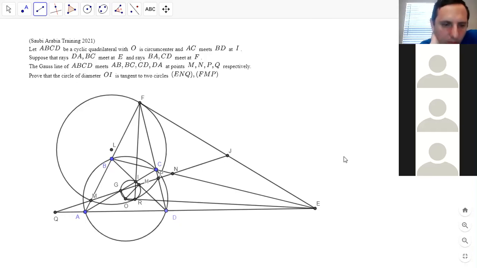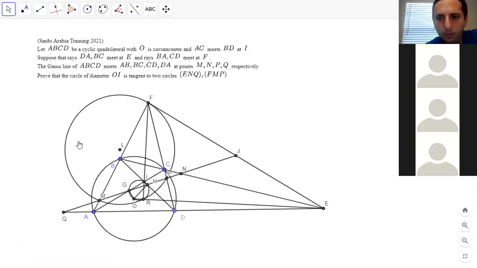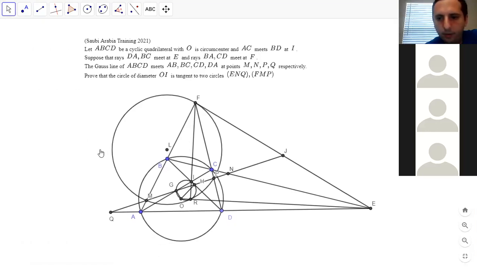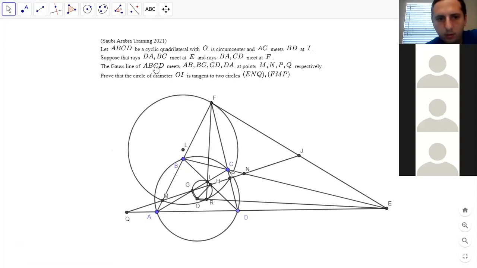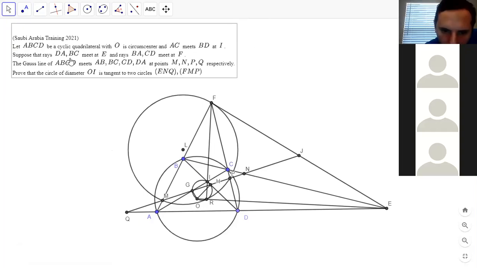Maybe we'll find a way to do this quickly before the session ends. But basically RPM is similar to RAC, right? Yeah, it is, because I can use spiral similarities and stuff.